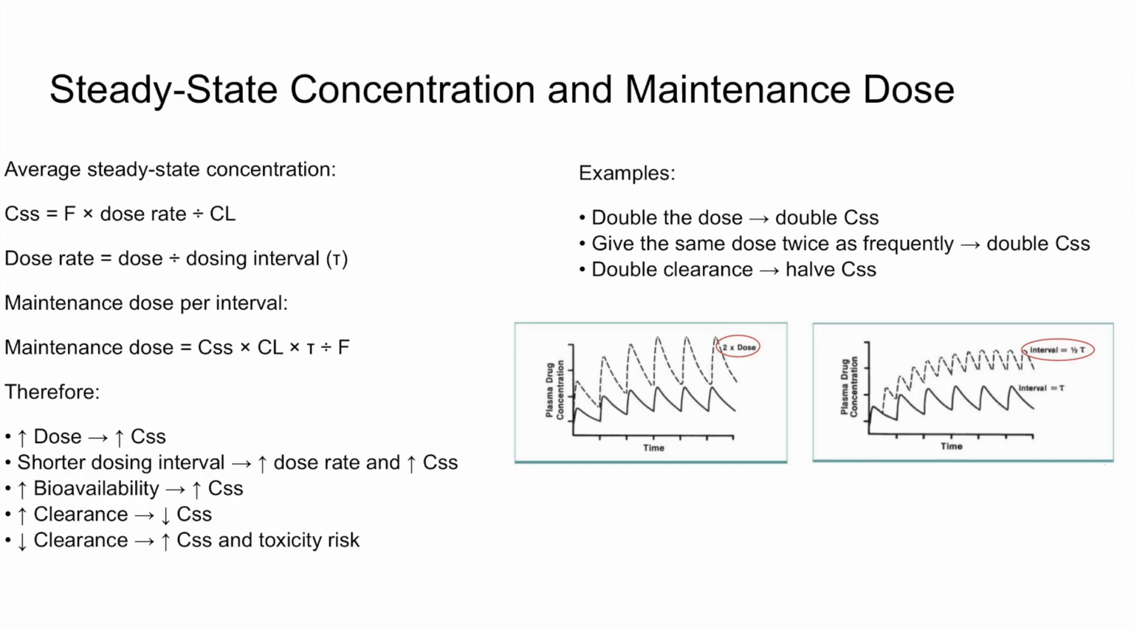To calculate the maintenance dose given during each interval, multiply the target steady state concentration by clearance and the dosing interval, then divide by bioavailability. The central idea is that maintenance dosing replaces what the body eliminates. Increasing dose rate or bioavailability raises steady state concentration, while increasing clearance lowers it. Reduced clearance can cause accumulation and toxicity unless the dose or dosing interval is adjusted.